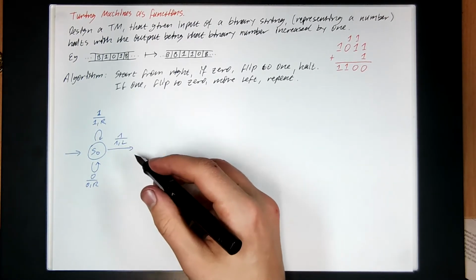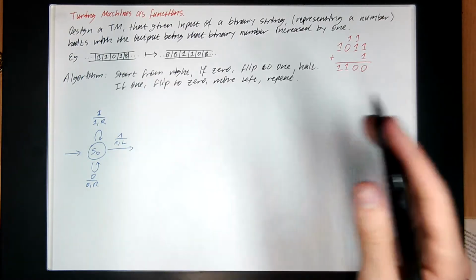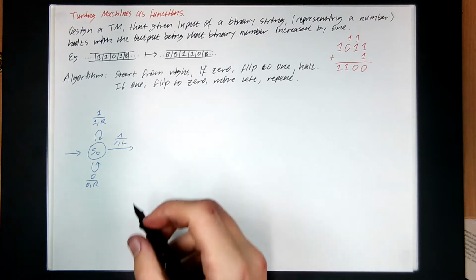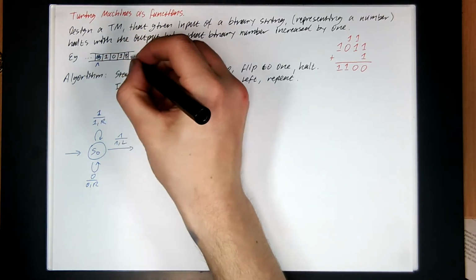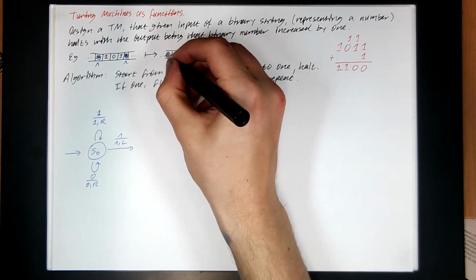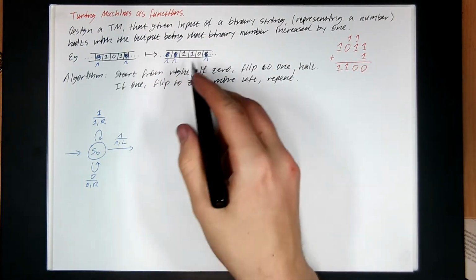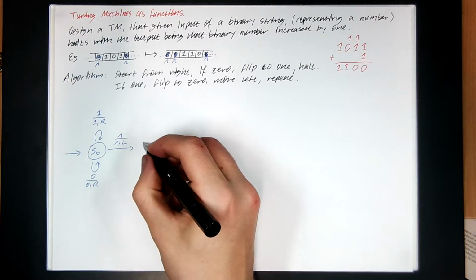Sometimes we use lambda for blank, sometimes we use B, it's interchangeable notation. Really, these should be lambdas if I'm going to stick with the notation of the course. So let me put lambdas instead. Capital lambdas, there we go. So I'm on the left-hand side. What am I going to do?